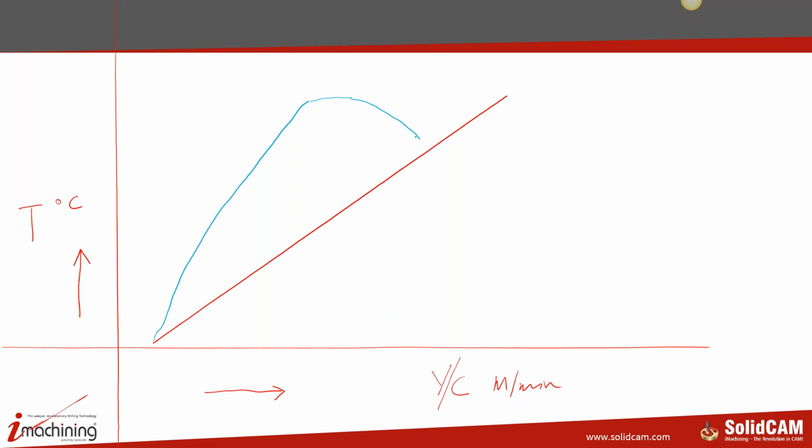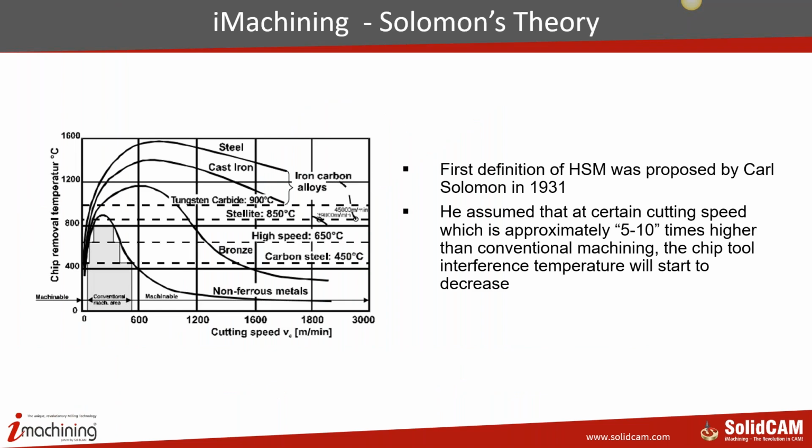Till 2010, he was actually ridiculed. Not many people followed that principle in real life, because there was no way to touch this, till all these high speed machining concepts started coming up. And now you can do that even right now. If you Google Solomon's theory of high speed machining, you can see immediately this is a chart that will come up in the very first search.